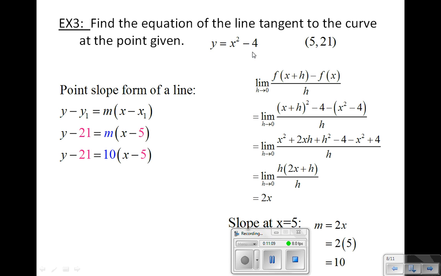This, by the way, is probably one of the most common calculus questions there is. Find the equation of the line tangent to the curve at the given point. You just memorize that one, guaranteed on the AP exam for sure, one of the multiple choice questions.